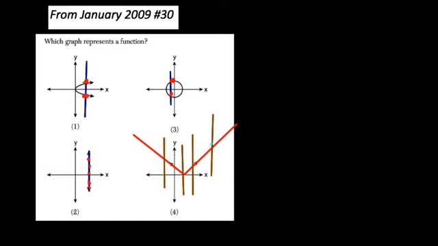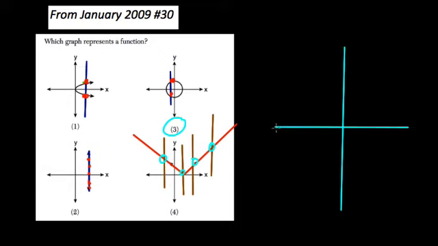Now, why does this work? Why would this vertical line test work? Why do you only want it to cross the graph once? Well, if you take a look at graph 3 for a moment, what we have here is a circle. And the rule of a function is that if you have an input, you must get exactly one output, right? That's what a function tells you. An input must give exactly one output.